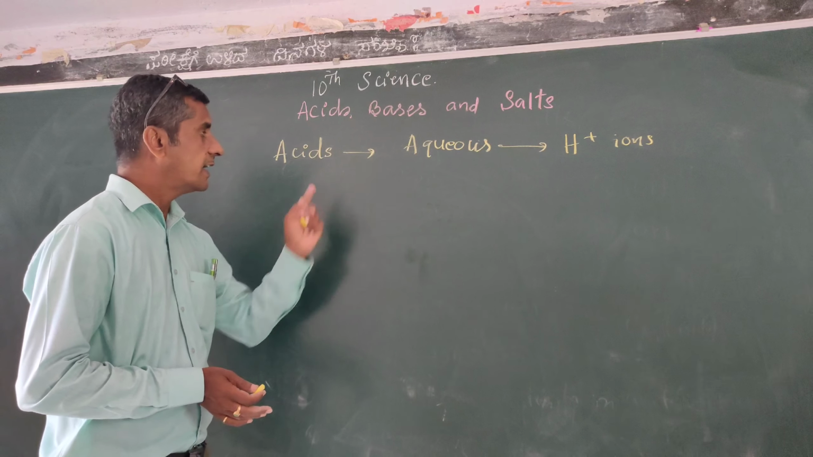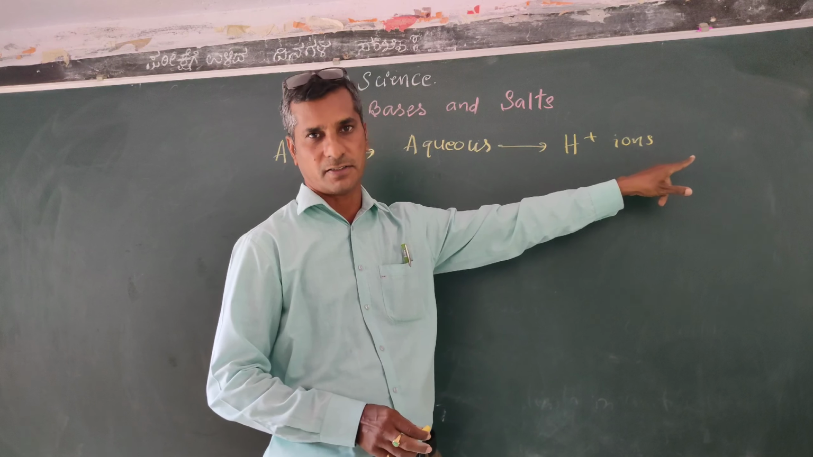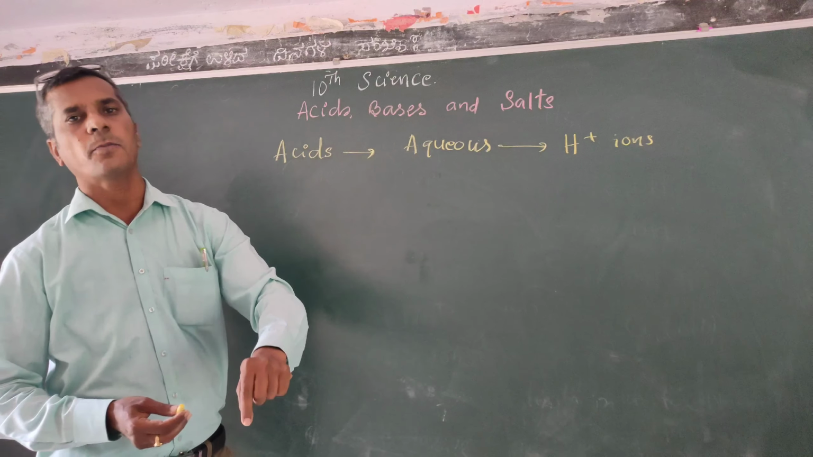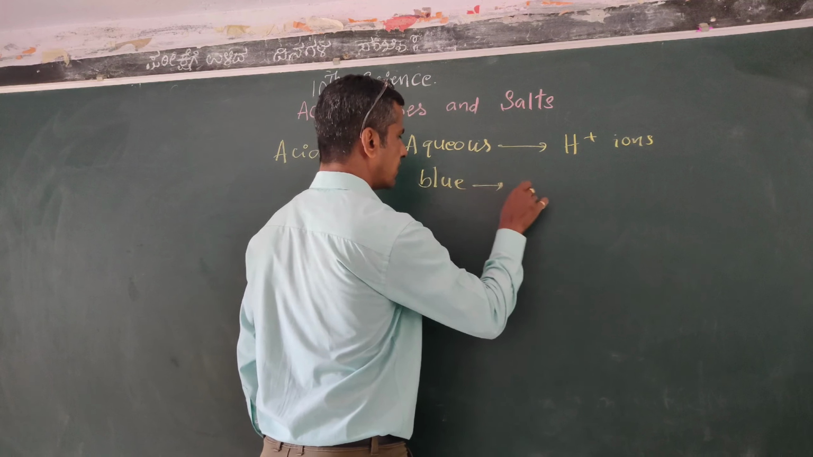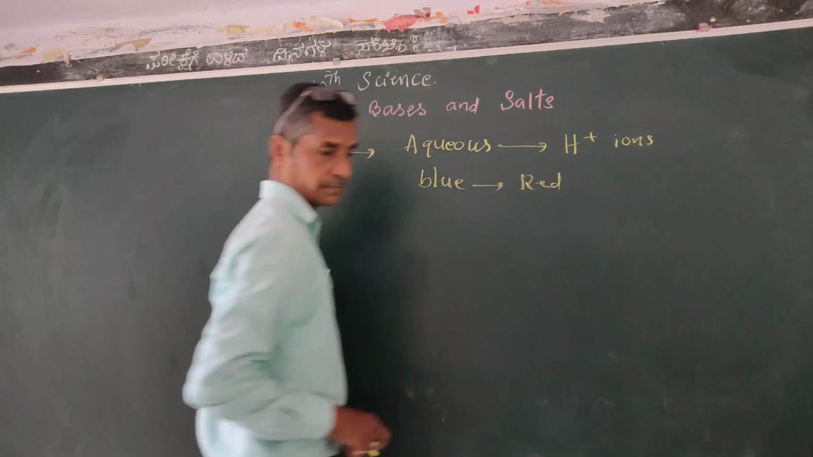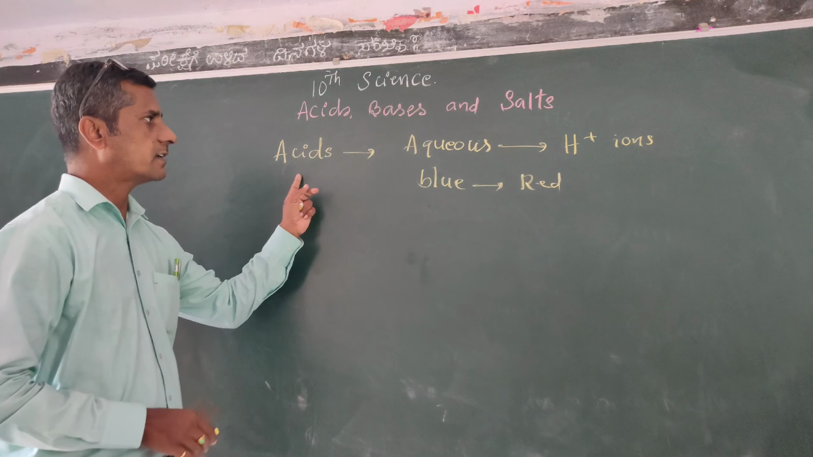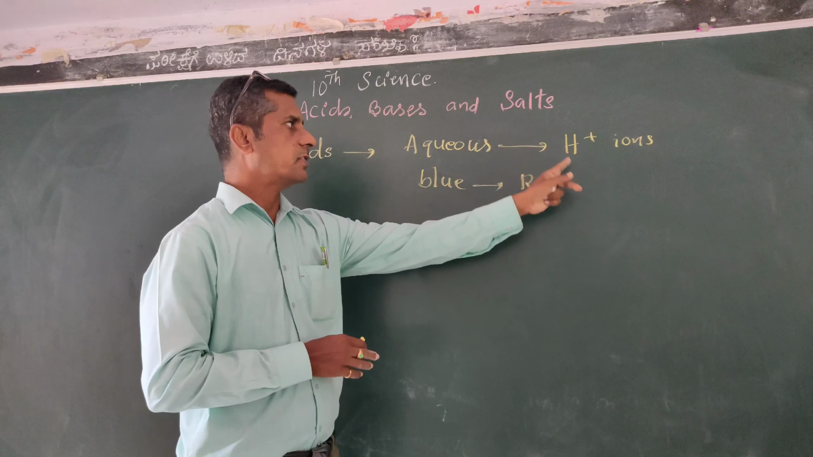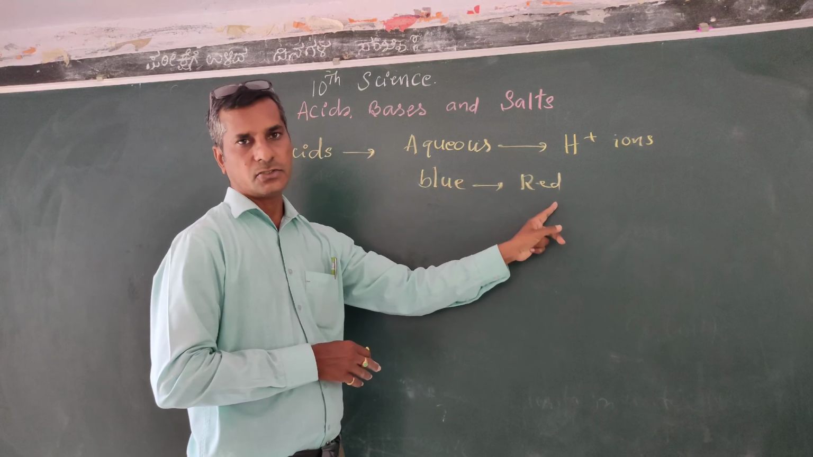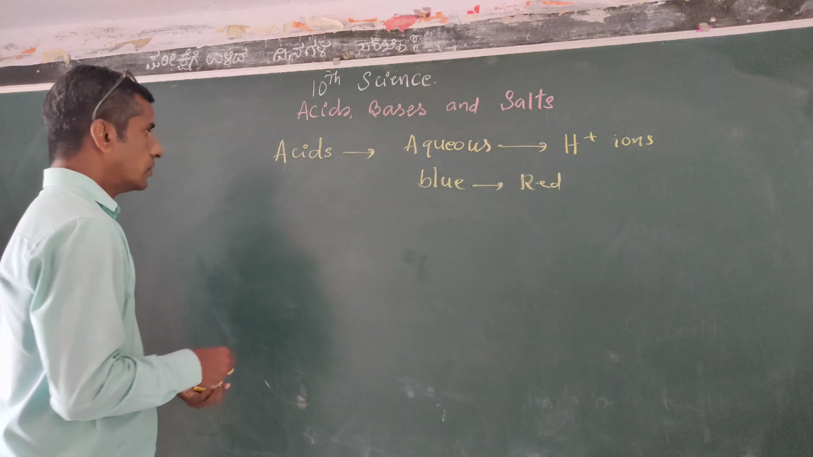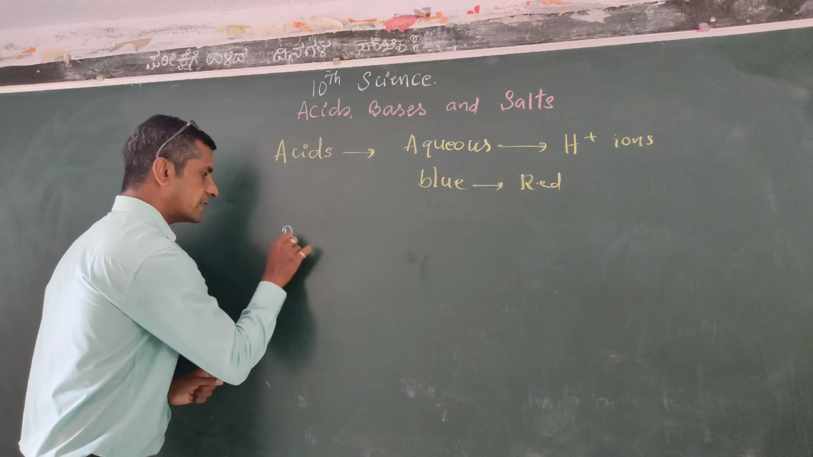So what are acids? Acids are the aqueous solutions which can produce H plus ions. Also you can add one more point, which turns the blue litmus into the red. So totally, what is the definition for acids? Acids are the aqueous solutions which produce H plus ions, and also turn the blue litmus into the red color.